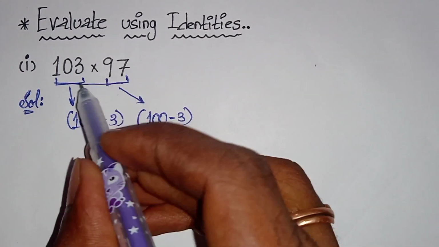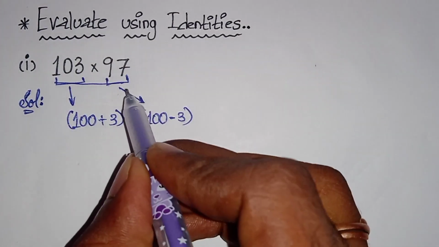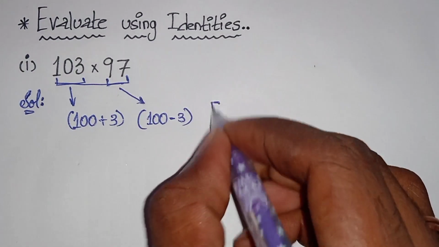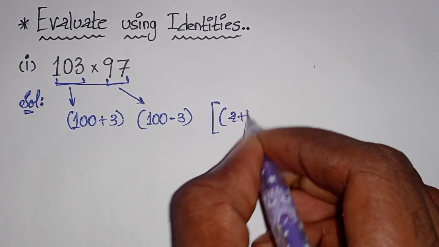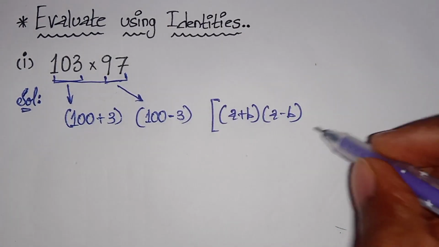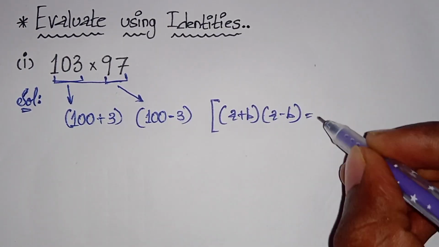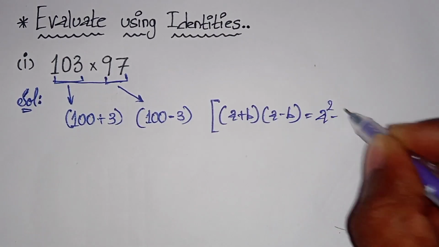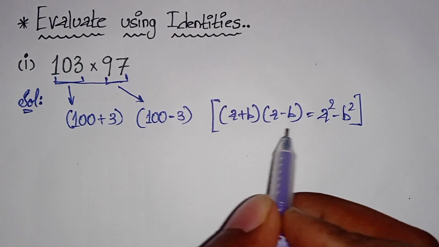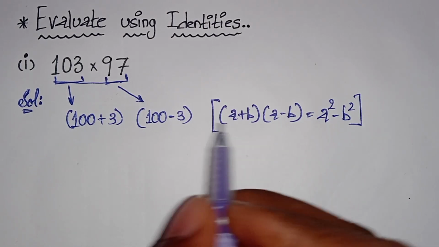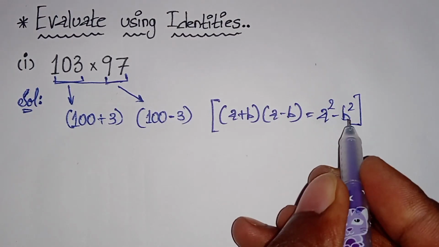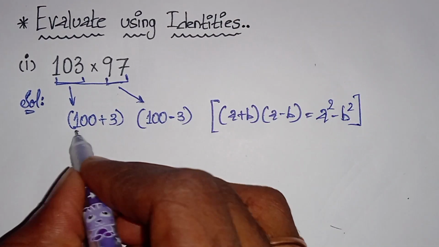So when we look at this, 100 plus 3 into 100 minus 3, it looks like an identity. That identity is (a plus b) into (a minus b) is nothing but a square minus b square. Okay, so it's an identity, so we can easily solve now. Here a is nothing but 100 and b is nothing but 3.